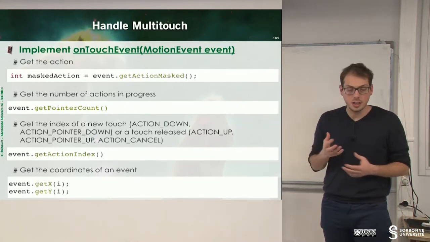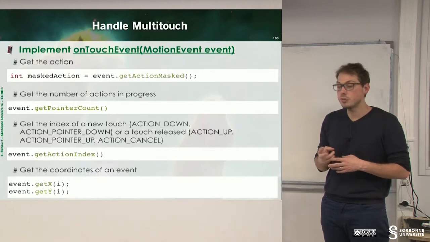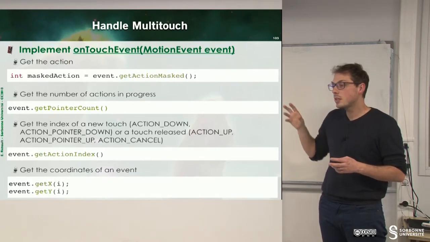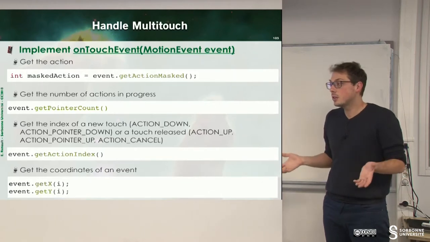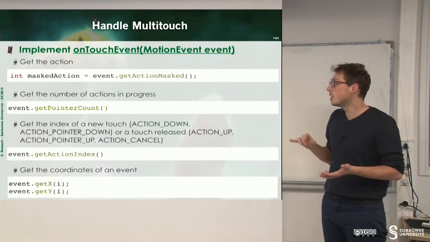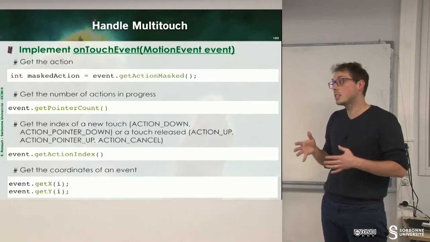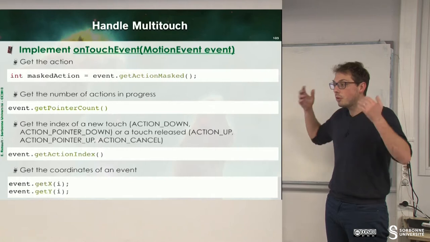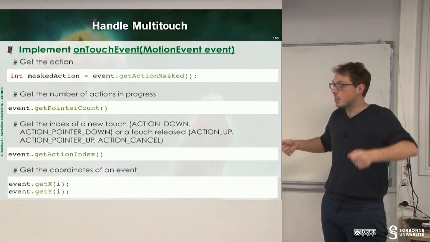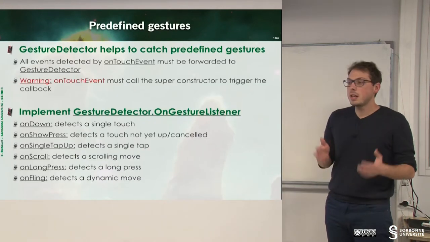If you want to handle multi-touch, you have to handle pointer down and pointer up. To do that, you have to use the method getActionMasked, and this will provide you the information of what is the action currently performed. And then you can detect the number of touches in progress, which is getPointerCount. And then you can manage the different touches inside of your application. You have to manage these touches by hand, so you have to keep track of all existing touches in order to build an application that does something. So this can be painful.